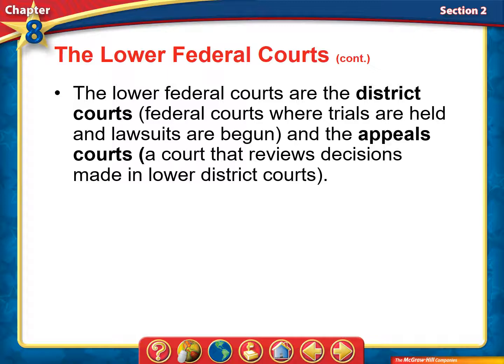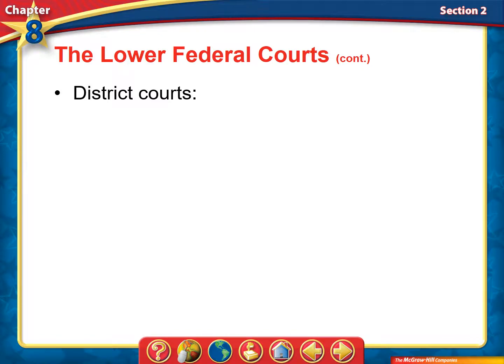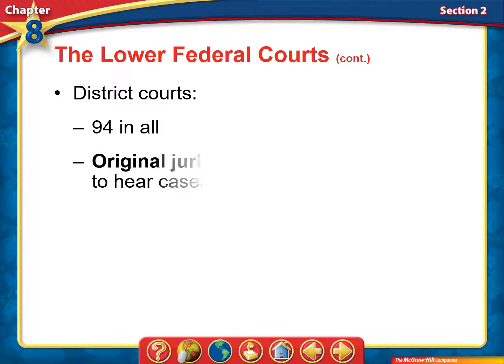For example, a federal judge in Hawaii said, no, President Trump, you may not issue the travel ban. True story. A federal judge in Hawaii had that authority over the president until it was heard by the Supreme Court. There are also appeals courts. These are courts that review decisions that are made in federal courts before they go to the Supreme Court. Now, what do district courts look like? There are 94 of these, so there's at least one in every state.